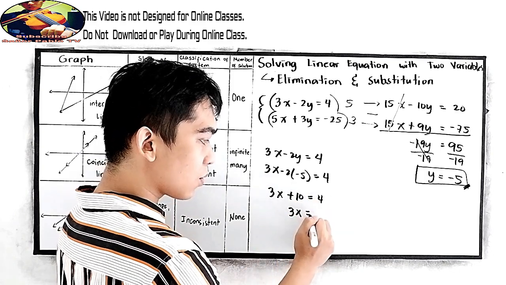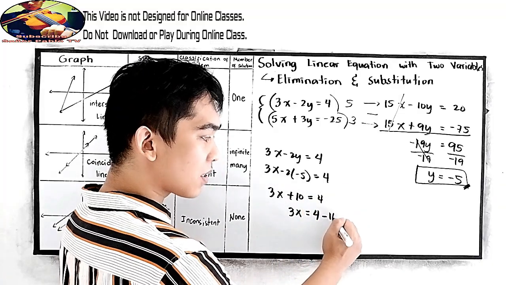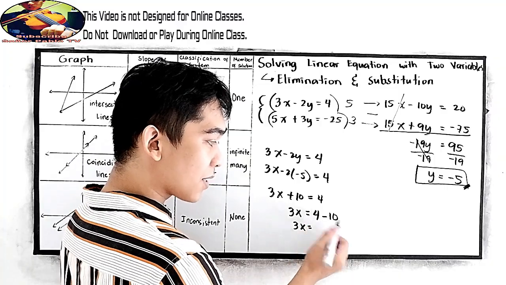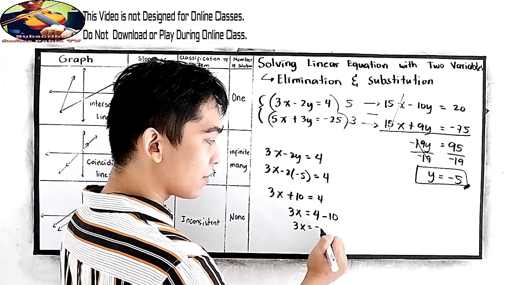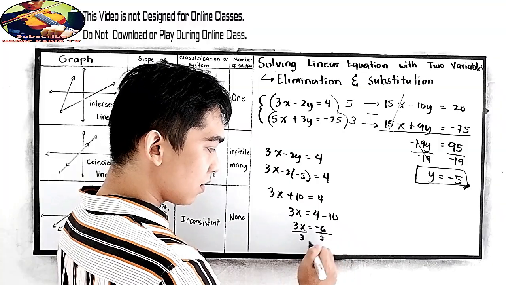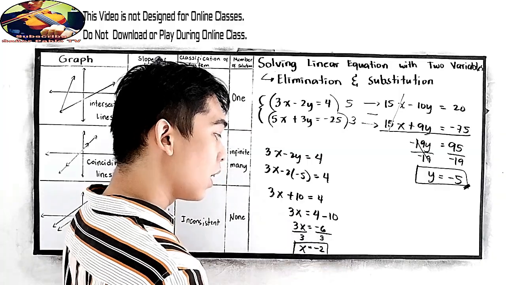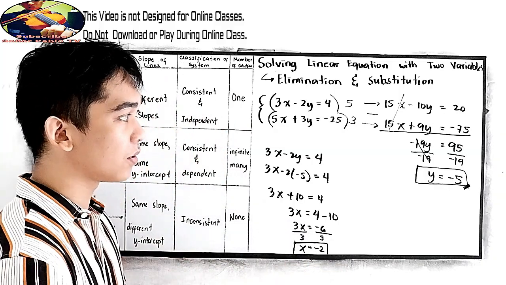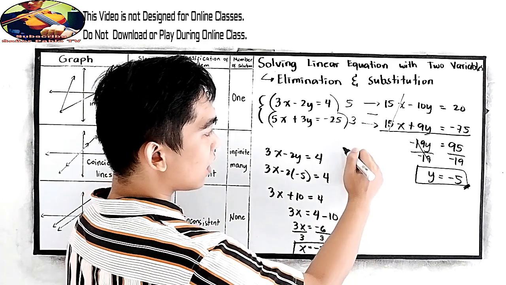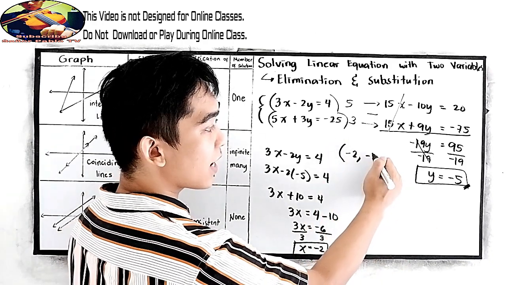So 3x is equal to 4, addition property of equality, minus 10. So 3x is equal to 4 minus 10, negative 6. Divide both sides by 3. X is equal to negative 2. So our x is equal to negative 2. Therefore, the solution of our equations are negative 2 and negative 5.